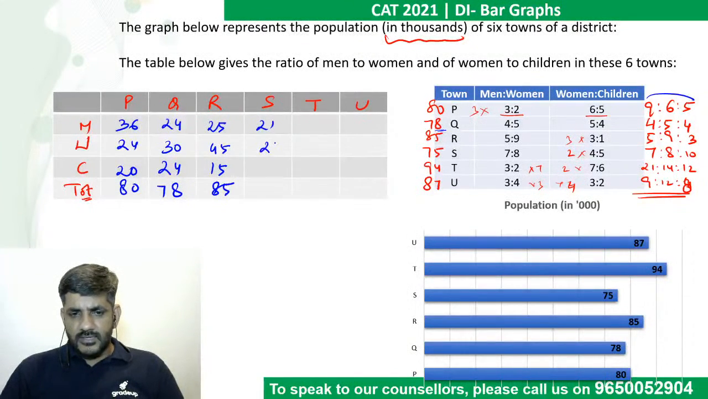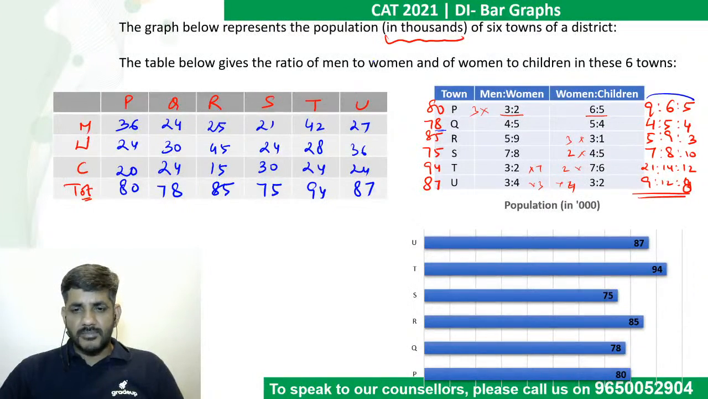3 7s are 21, 3 8s are 24, 3 10s are 30. Total is 75. T. 21 + 14, 35 + 12, 47. 47 का double है 94. So 21 का भी double, 14 का भी double, 12 का भी double, और 94 है total. और लास्ट 12 + 9, 21 + 8, 29, 3s are 87. 3 times सबका कर देंगे 27, 36, 24, 87. Keep this in mind. All these figures are in thousands.